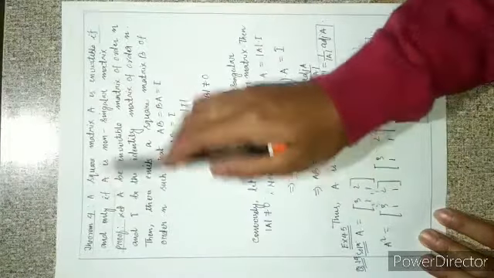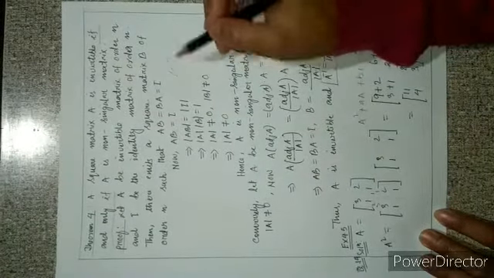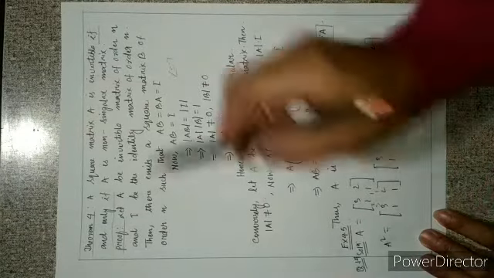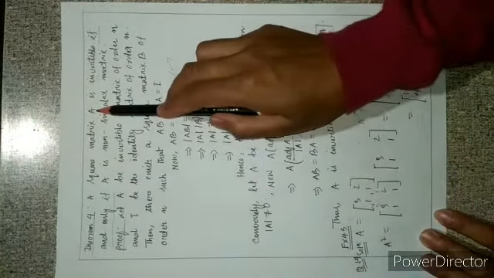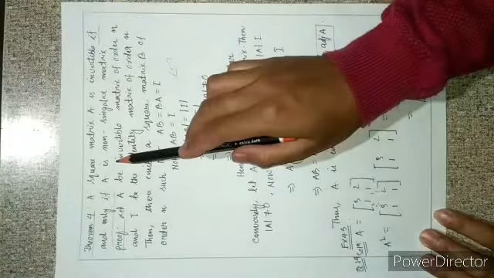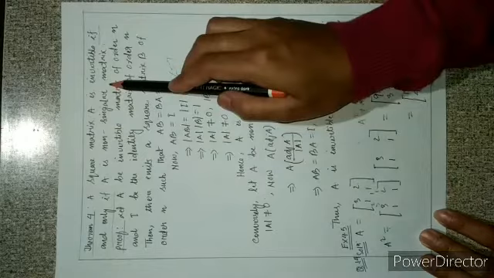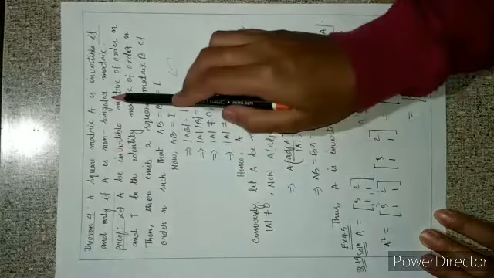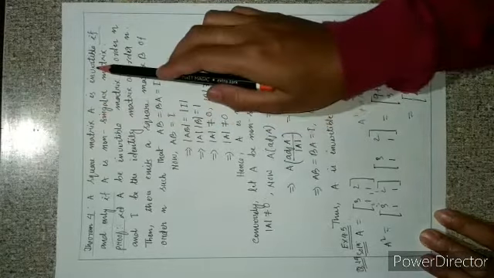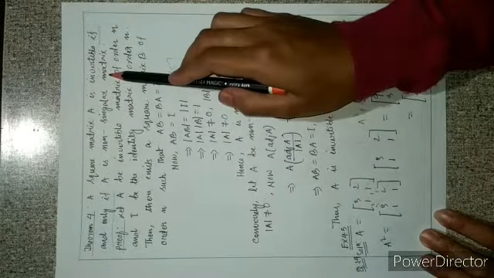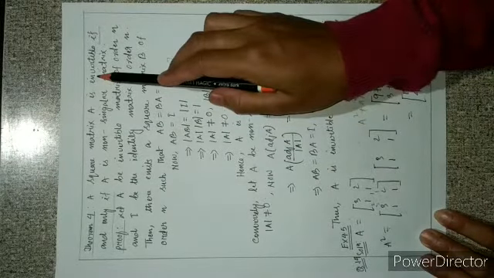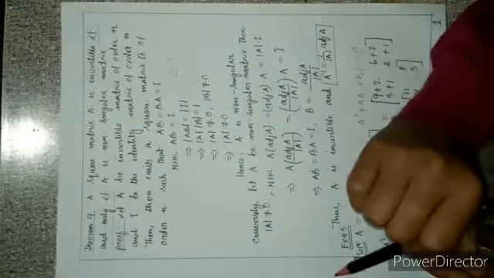If and only if means implies and implied by. When we prove it, first, if A is an invertible matrix, which implies that A is a non-singular matrix. Second case, if A is a non-singular matrix, which implies that A is an invertible matrix. For an invertible matrix, the determinant is not 0.